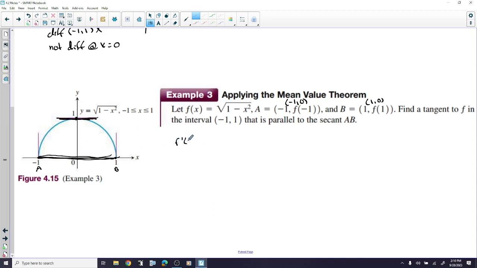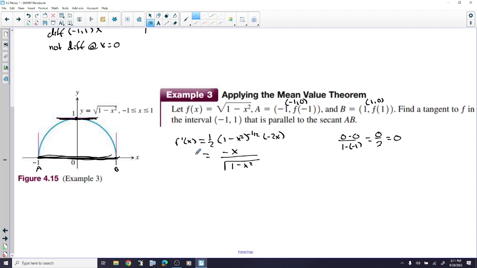We're going to take the derivative of f, which is 1/2 times (1 minus x squared) to the negative 1/2, and then times negative 2x. The 2's are going to cancel. We get negative x over the square root of 1 minus x squared. And we want that slope. This slope right here is 0. And we could even do (0 minus 0) over (1 minus negative 1), or y2 minus y1 over x2 minus x1, and we get 0 over 2, which is a slope of 0.